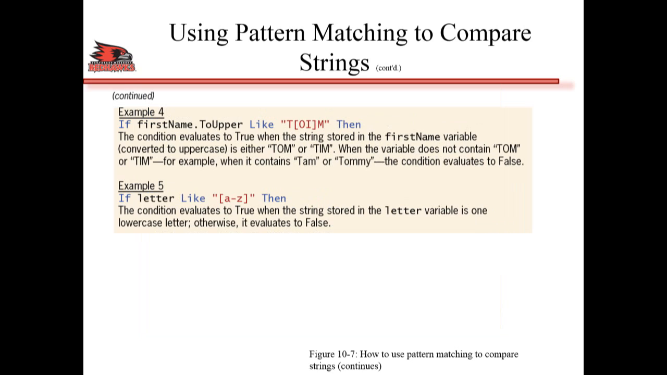More examples. These two are for the character list. Basically, in between T and M, the O and I contain the list. So in between T and M, there can be an O or an I. If it's any other character or number, it will return false. So only Tom or Tim will return true. Anything else will return false. So Tam or Tommy: there is an O between T and M, but there's an M Y after M, which is not what we're looking for.